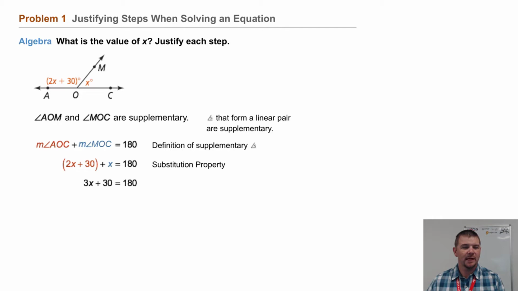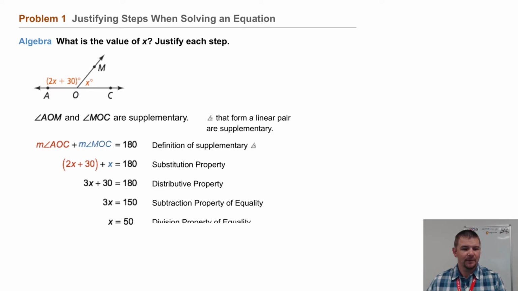That equation becomes 3x plus 30 equals 180 using the distributive property. Subtracting 30 from each side, we arrive at 3x equals 150. That's by the subtraction property of equality. And finally, dividing each side by 3, we find that x equals 50, justified by the division property of equality.